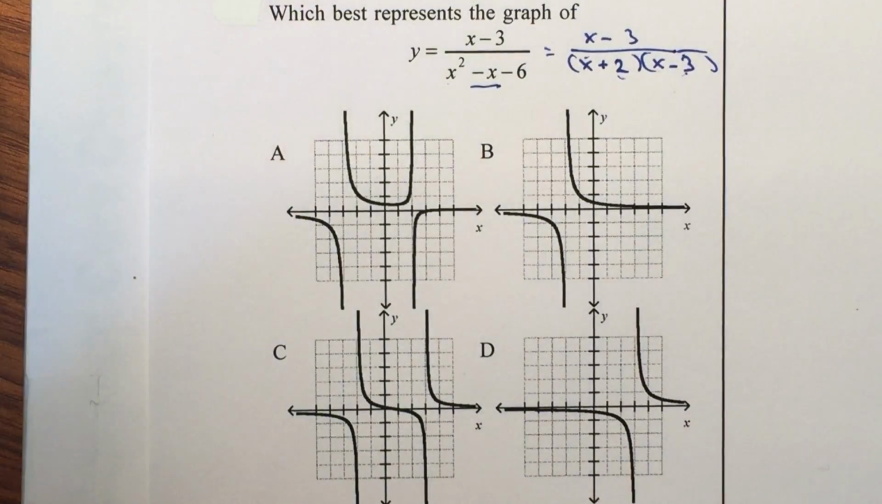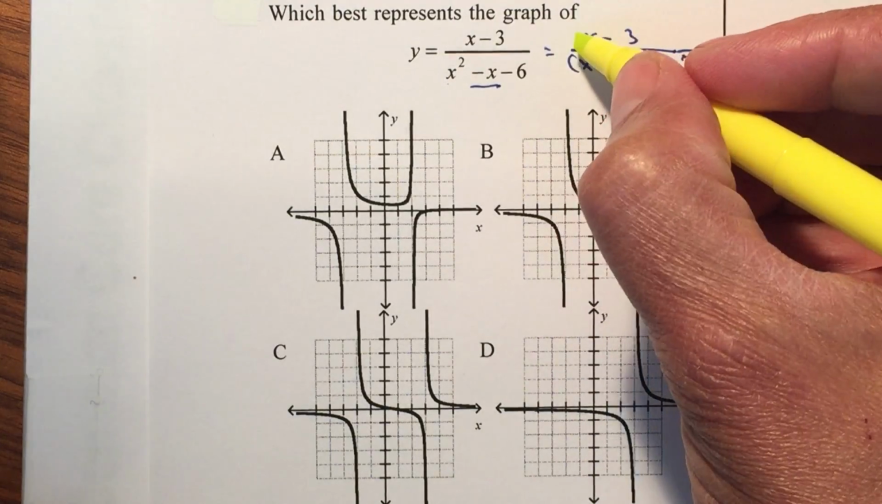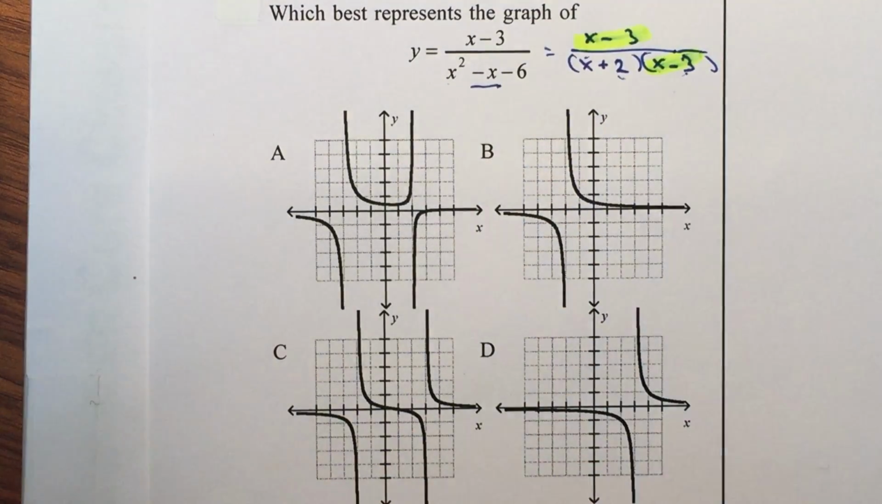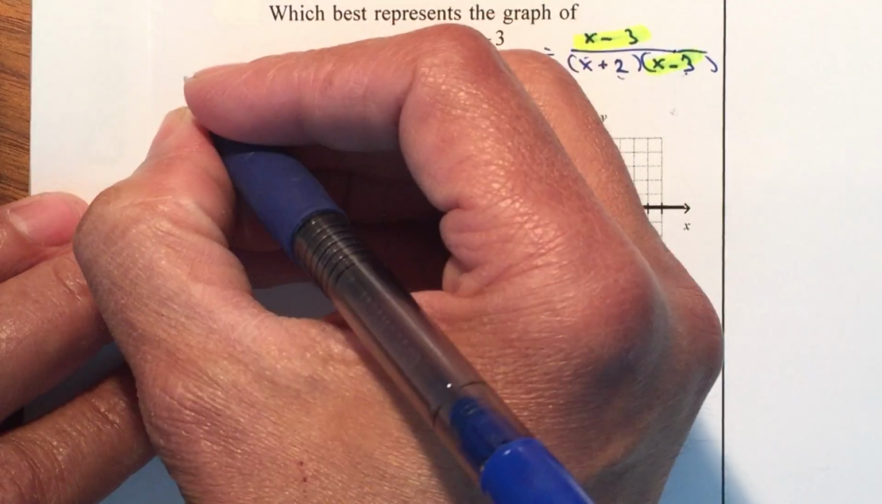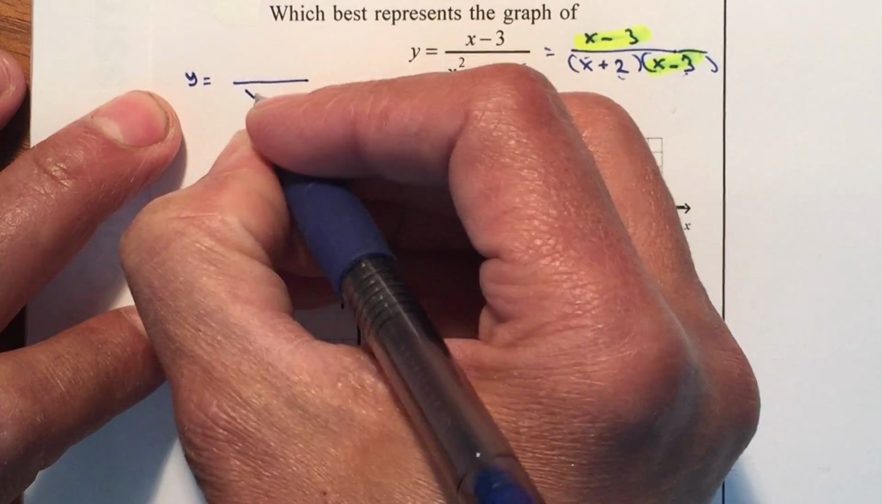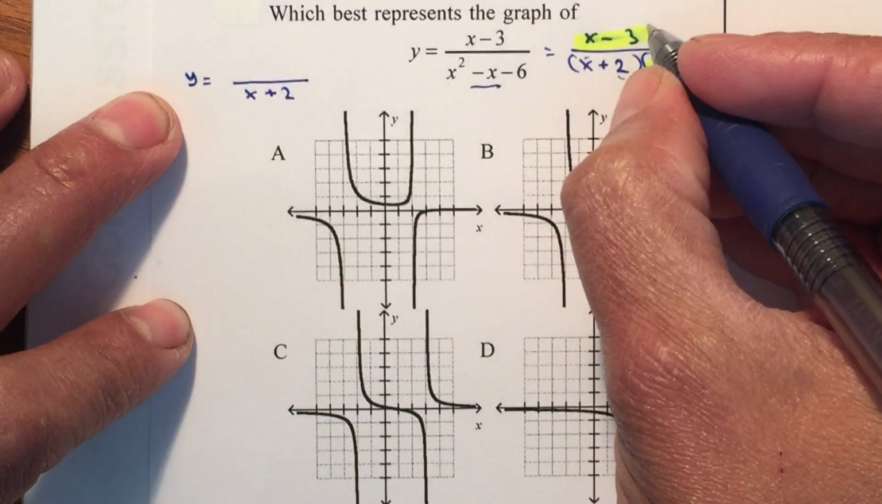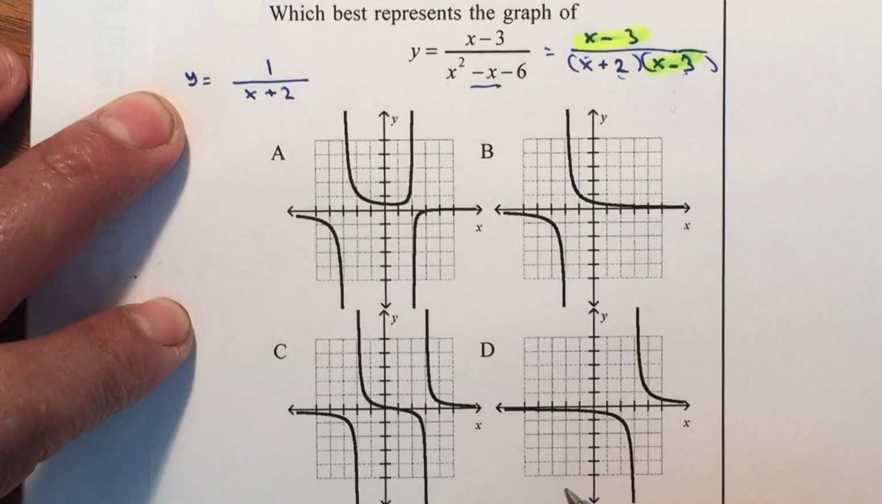If you notice, your x minus 3 cancels. So we are going to end up with an x plus 2 on the denominator. There's nothing left in the numerator, so we're going to have a 1.